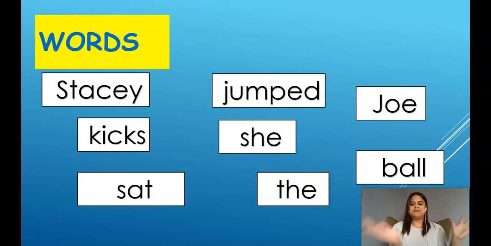So we are going right back again to our words. So here we have our words. Stacy jumped, Joe kicked, she sat the ball. Okay? And the reason I'm putting the slide back on is so that we can go right back to the beginning and remember what we thought of when we saw that picture. Okay? So as you can see now, we're going to build our sentence, and we're going to build a sentence that makes sense.